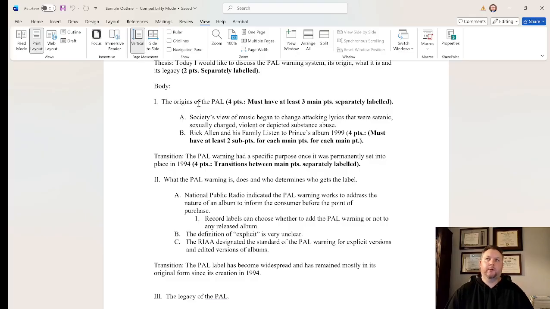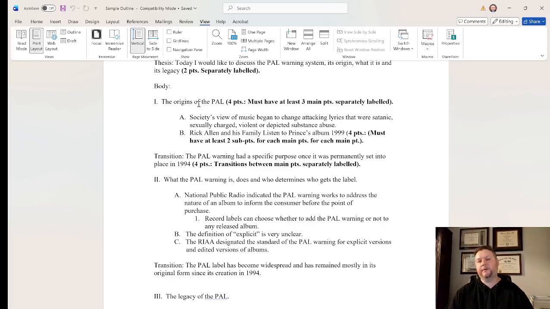And then there were certainly flashpoint albums. So in this case, subpoint B, he talks about Prince's album 1999. And so you have to have 2 subpoints, A and B, for each main point. And you'll see here that's worth another 4 points.